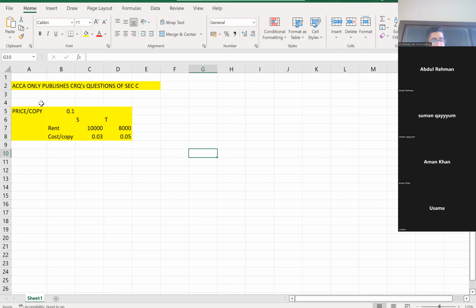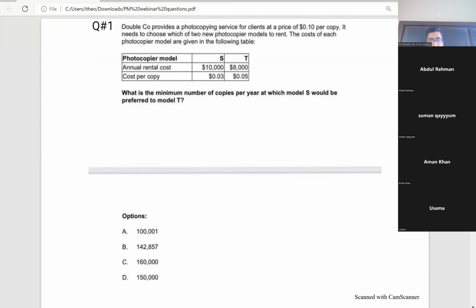Question number 1 states that Double company provides a photocopying service. Price is 0.1 per copy. It needs to choose which of the two new photocopying models to rent. Rental costs are 10 and 8, and cost per copy is 0.03 and 0.05. What is the requirement? What is the minimum number of copies per year at which model S would be preferred to model T?